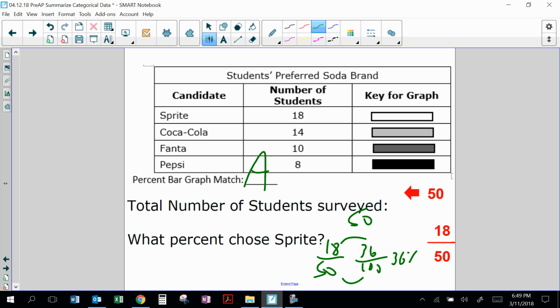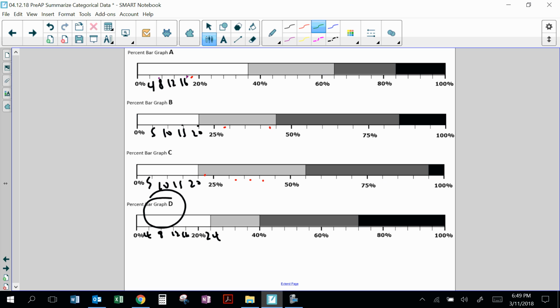So hopefully you understand a little more. What you're going to be doing is you're going to be given tables, or you're going to be given percent bars such as these. Can you match it with the table using your knowledge of percents?